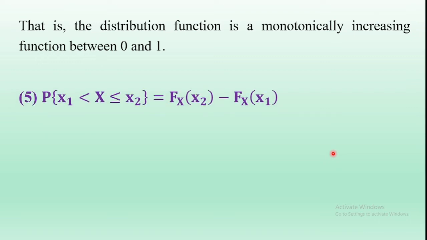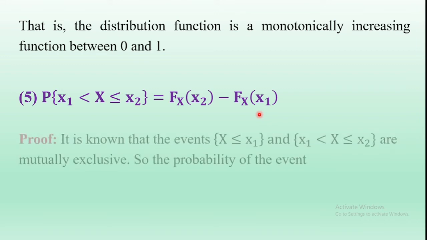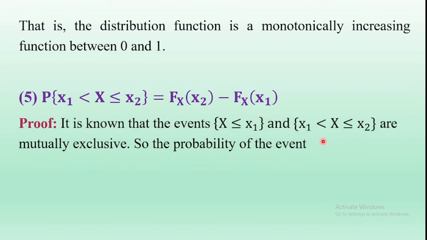Next, fifth property: probability of x1 less than x less than or equal to x2 is equal to Fx of x2 minus Fx of x1. Now coming to the proof, it is known that the events x less than or equal to x1 and x1 less than x less than or equal to x2 are mutually exclusive events.